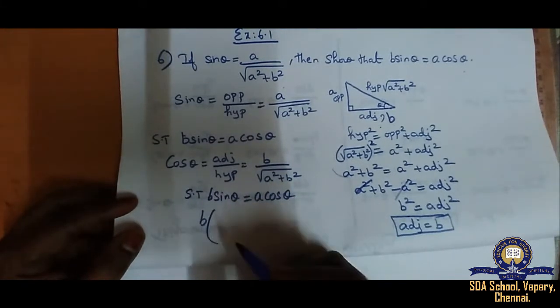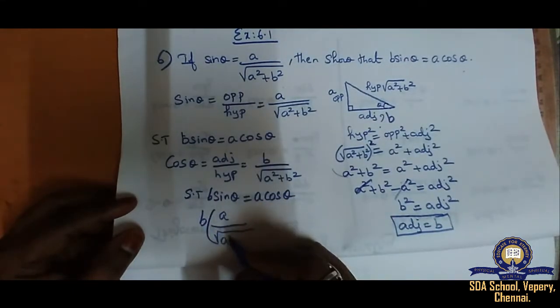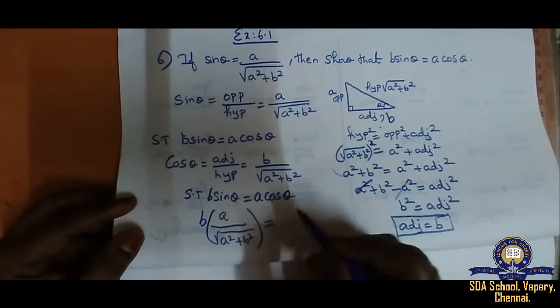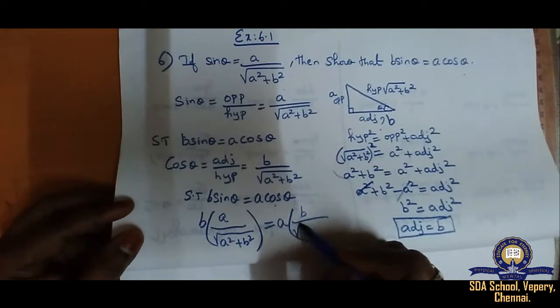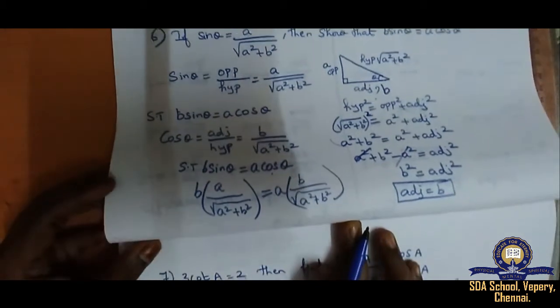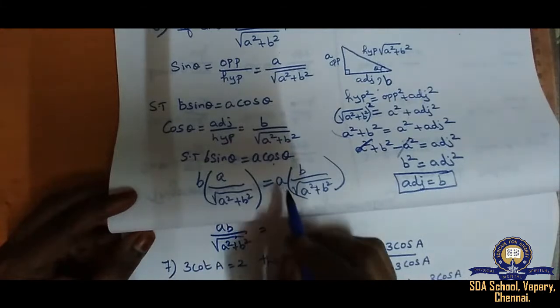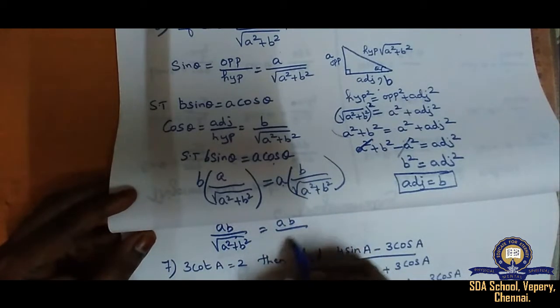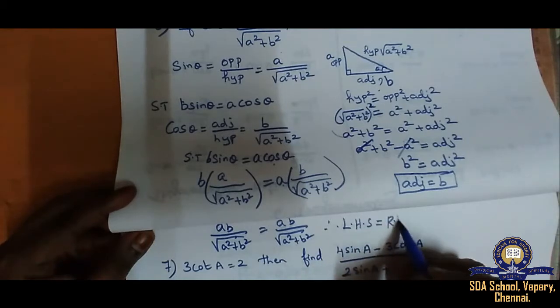So b I have written as it is. Instead of sin theta I can write a by root of a square plus b square, and a cos theta. Instead of cos theta I should write b divided by root of a square plus b square. Next step, b into a is ab by root of a square plus b square. Here a into b is ab. So we got the same answer. So both are equal. Therefore you can write LHS is equal to RHS.